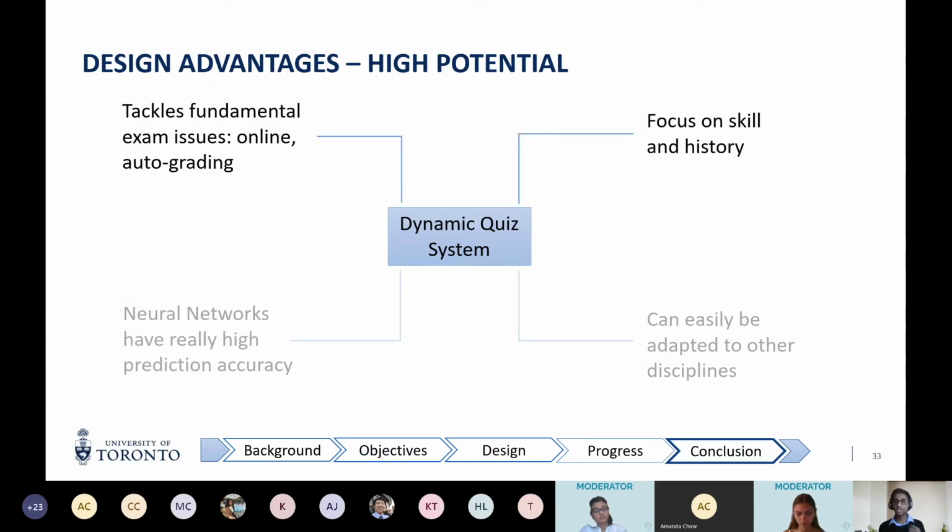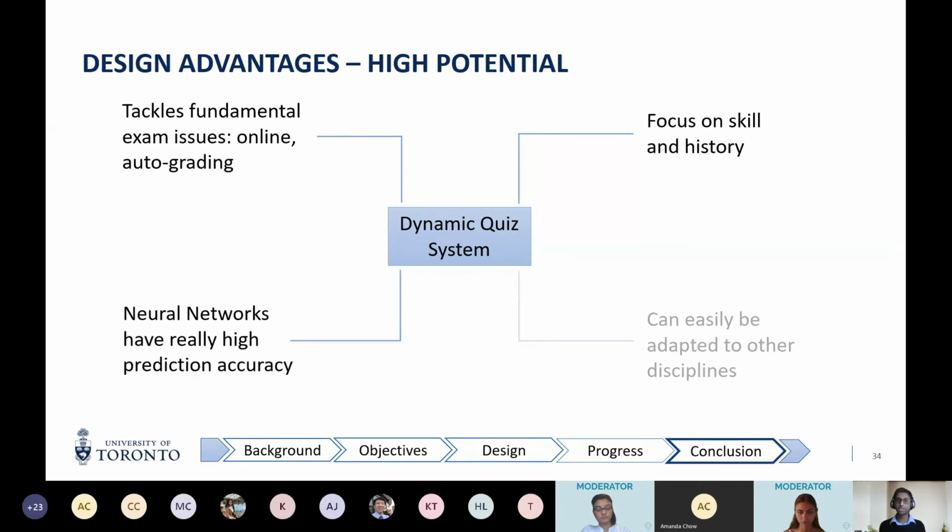Secondly, it focuses on the skill and the history of the student due to its adaptive nature. Each and every question is adapted or tailored to the student's skill and the way they've answered previous questions in the same topic, as opposed to the static nature of questions where every student is given the same type of questions and they answer them.